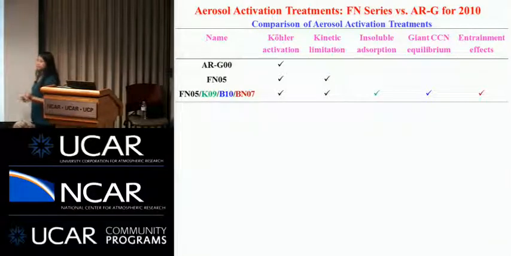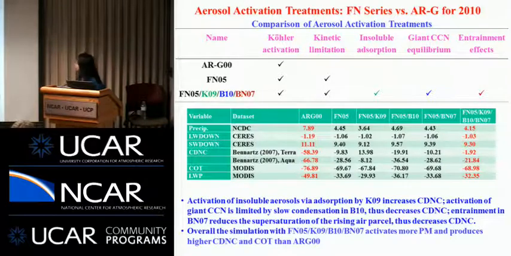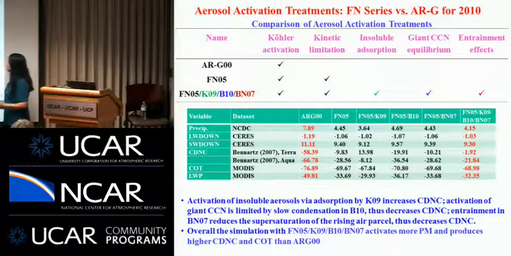Then another update is to consider this joint CCN equilibrium, which tends to slow down the condensation relative to cloud formation time scale, and this would reduce cloud droplet number concentration. And the last update is to consider the entrainment effect associated with convective cloud systems, which also reduces the cloud droplet number concentration.